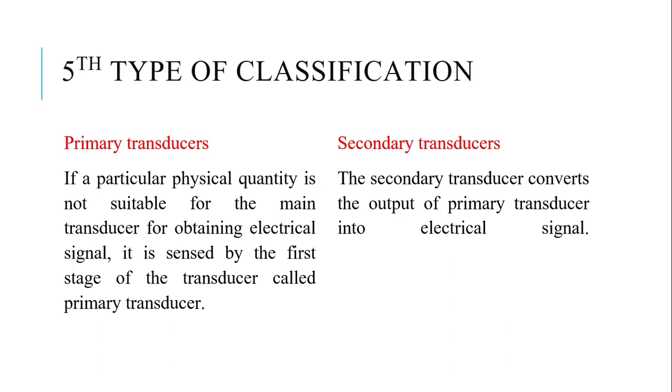Primary and secondary transducers are used when the physical quantity is not suitable for the main transducer for obtaining the electrical signal. It is sensed by the first stage of the transducer, called the primary transducer. Those systems which cannot be directly sensed from the physical quantity have to be converted in two stages. The first stage is called primary, the second stage is called secondary transducer, which converts into an observable electrical signal, and you use it for the further calculations.